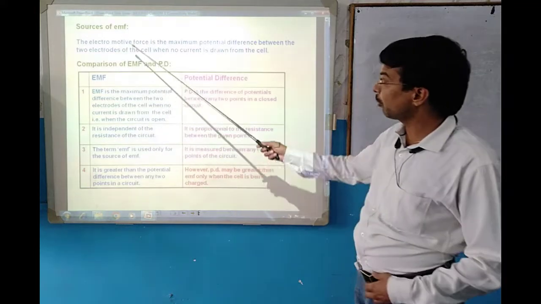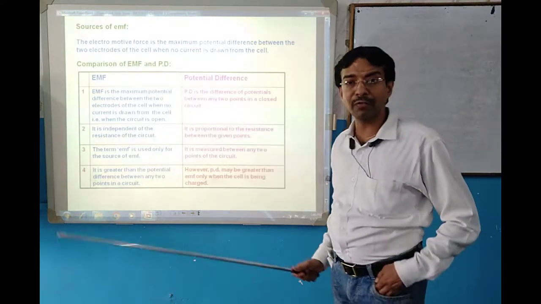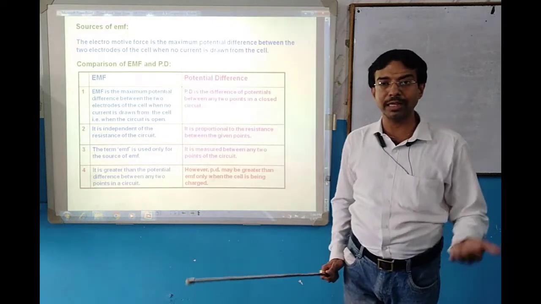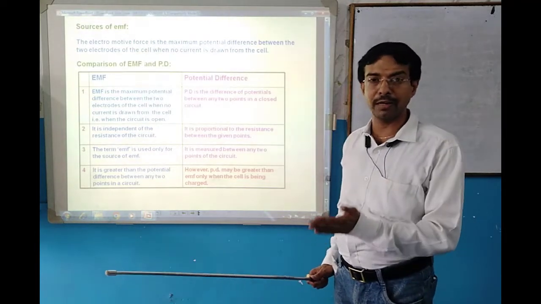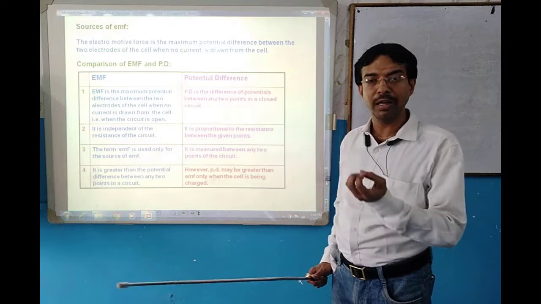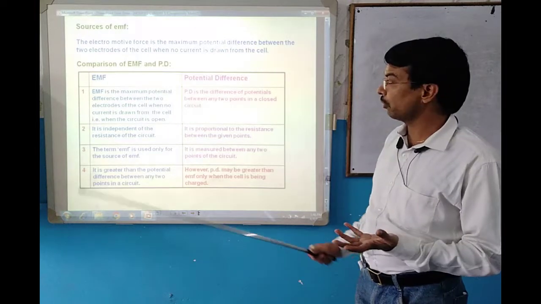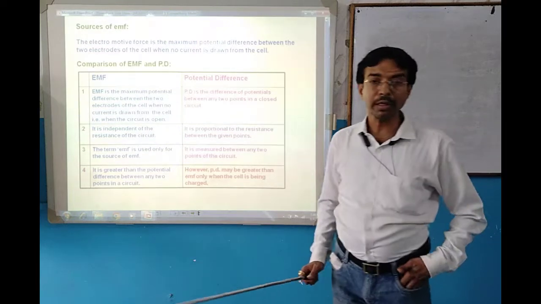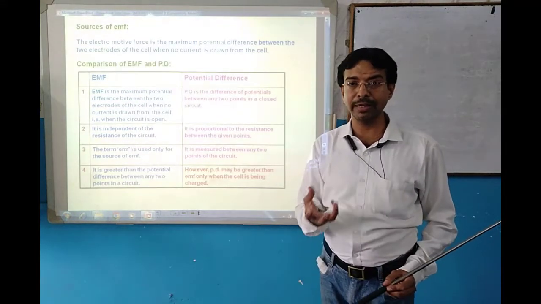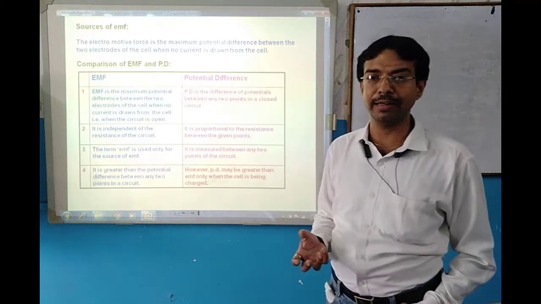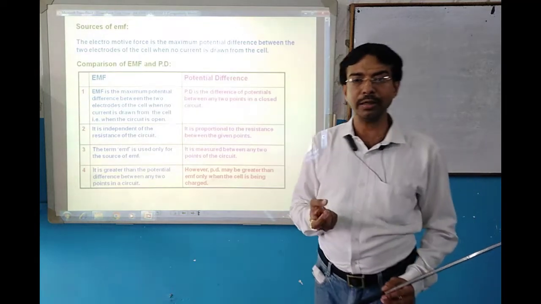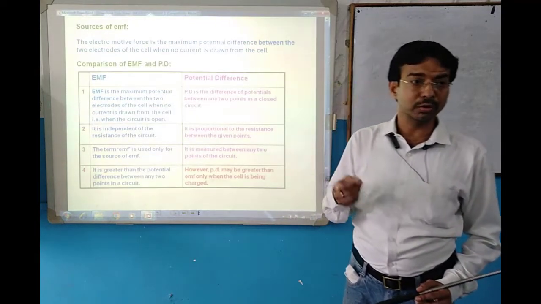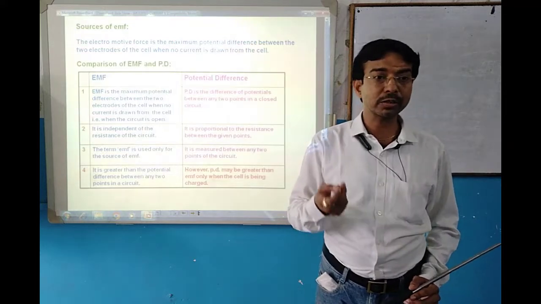Okay, and in that particular condition, what is the basic difference between the potential difference and the EMF? You will have a little problem inside of your mind. What is the meaning of no current drawn from the cell? It means a particular circuit in which all the devices are connected as well as the cell is also connected, but we are not switching it on. We are not closing the circuit.